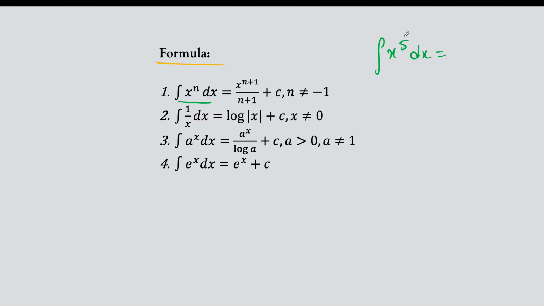Now your n is 5 over here, that is n is equal to 5. Just apply this formula, so that would be x as it is, n is 5, so 5 plus 1 is 6, upon 5 plus 1 which is 6, plus c. Clear? This is the answer. It is that simple. Yes, it is that simple.